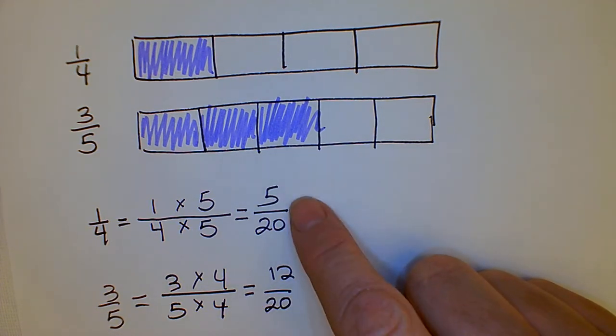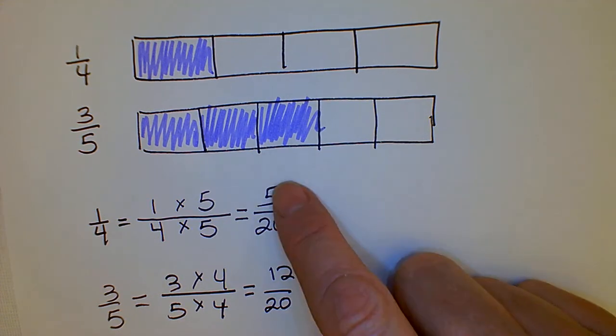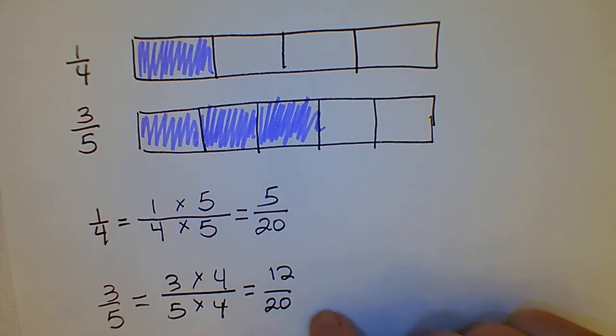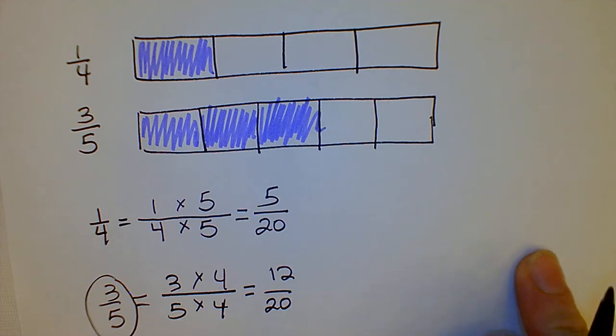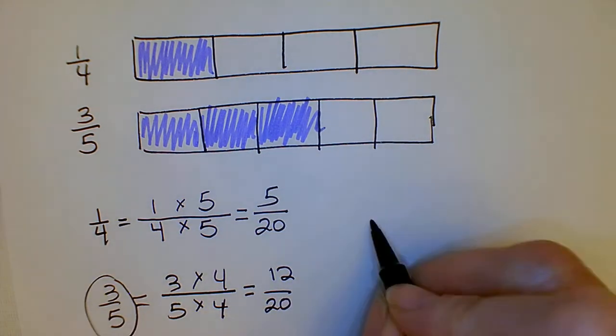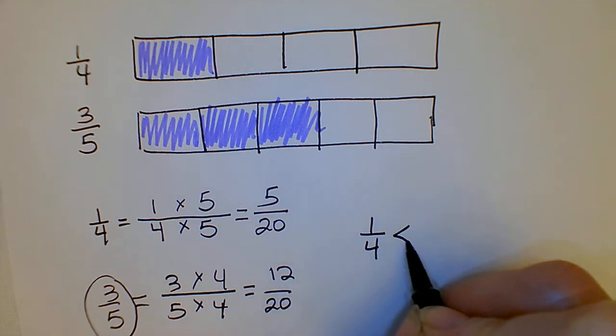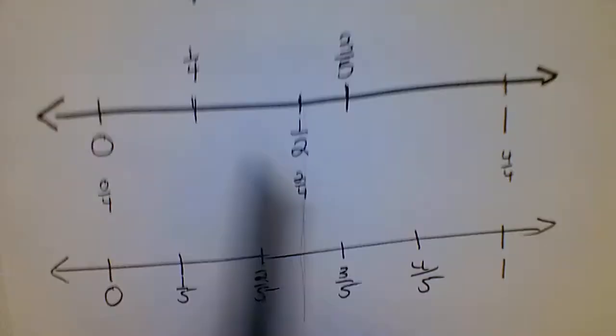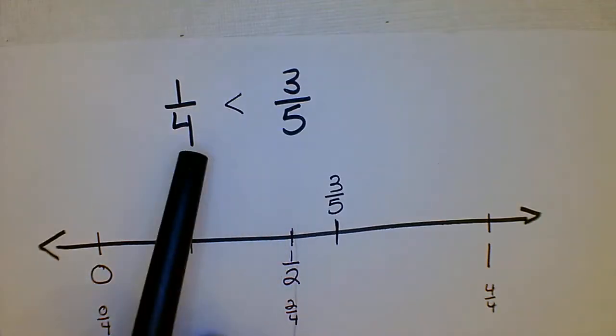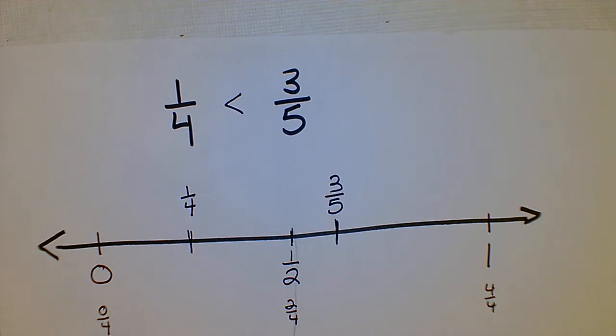And I can see that 5/20 is a lot less than 12/20, which means that this one's smaller and this one's larger. I like to circle the larger one. So then when I write it, I want to use the original fractions. So I'm going to say 1/4 is less than 3/5. Okay, so there we have it. 3 different ways to compare the fractions when our denominators are different and when our numerators are different.